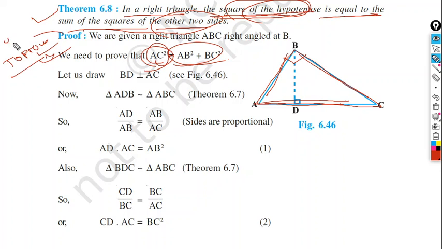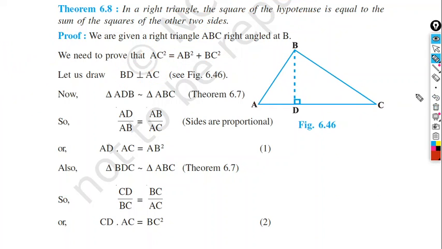To prove this is given. Okay. Now we have to construct one thing here. Construct BD. We have to construct BD perpendicular to AC. Okay, BD perpendicular to AC. So this is the construction. Now we will move into the proof section.